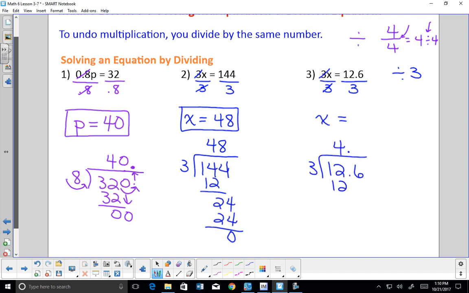3 will go into 6 twice. I get 4.2. I highly suggest you show all your work just like I've done here. Leave all your division nearby so that if you make a mistake, we can figure out where you made your mistake. If you show your work, it's much more likely that we can figure out what's going wrong if you get the wrong answer.